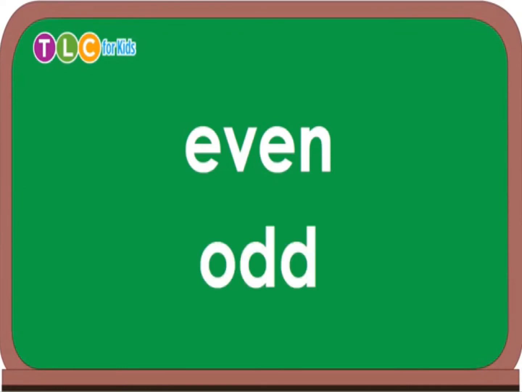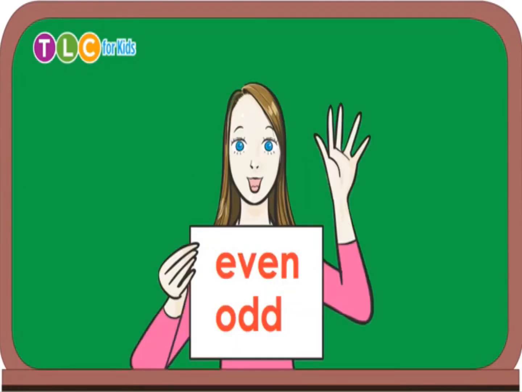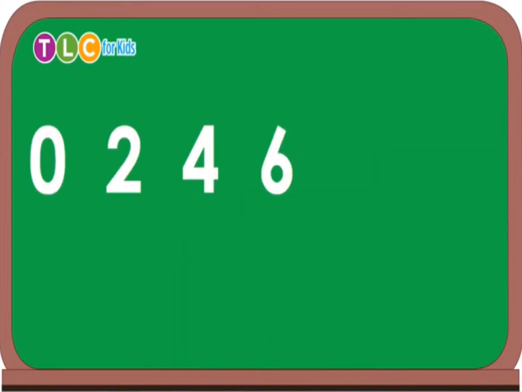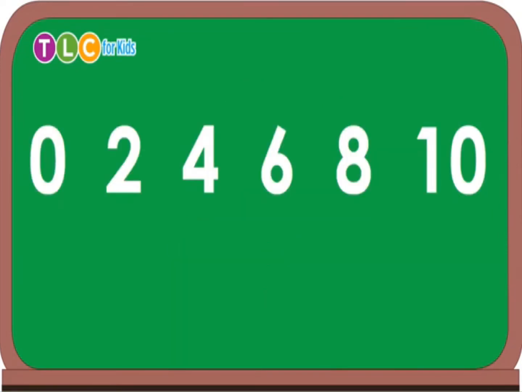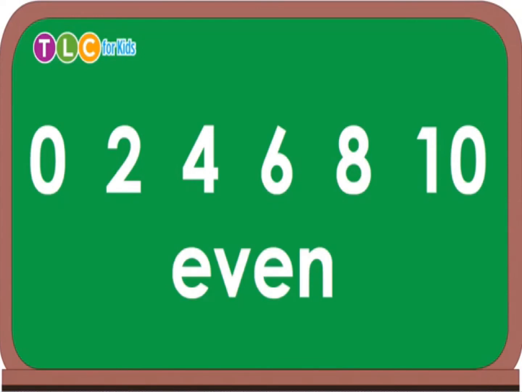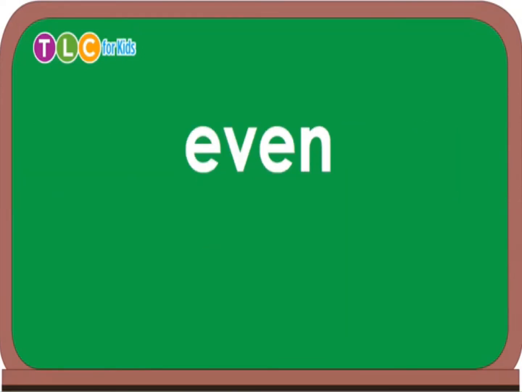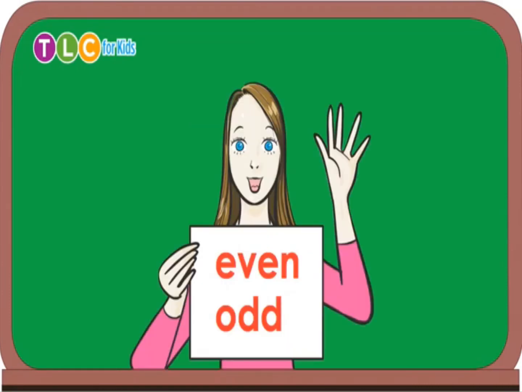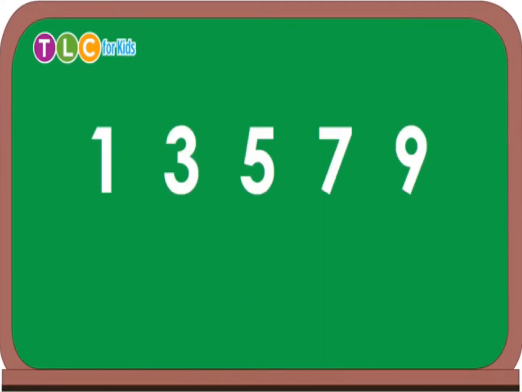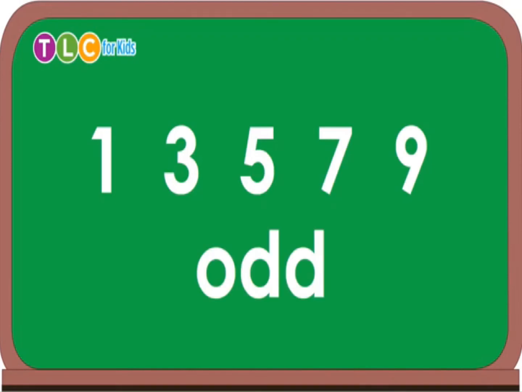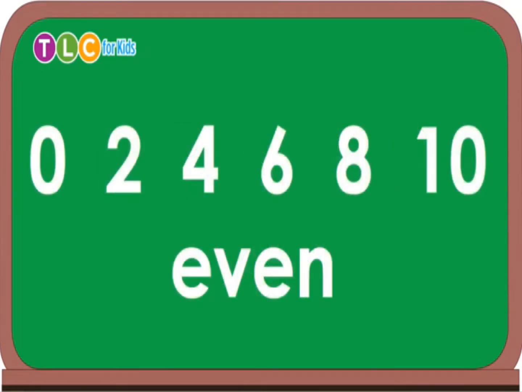Even and odd, two different sets of numbers. 0, 2, 4, 6, 8, and 10 are some of our even numbers. Even and odd, two different sets of numbers. 1, 3, 5, 7, and 9 are some of our odd numbers.